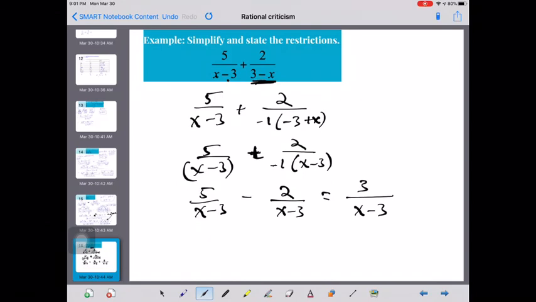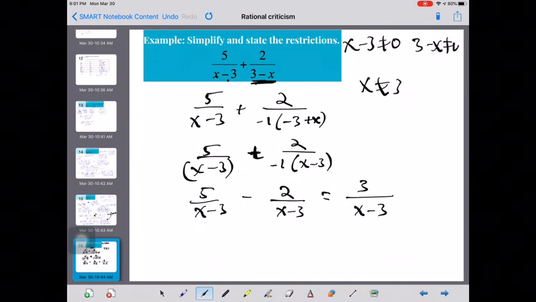And in our case, we should have found the restrictions. The restrictions don't change. It's going to be x cannot equal 3. If you don't believe me, x minus 3 cannot be 0. 3 minus x cannot be 0. x cannot be 3. And if you bring that x over, 3 cannot be x. It's the same thing.